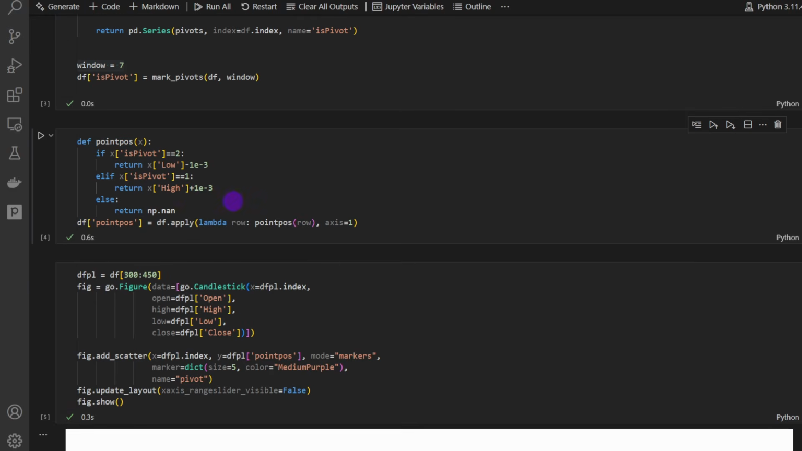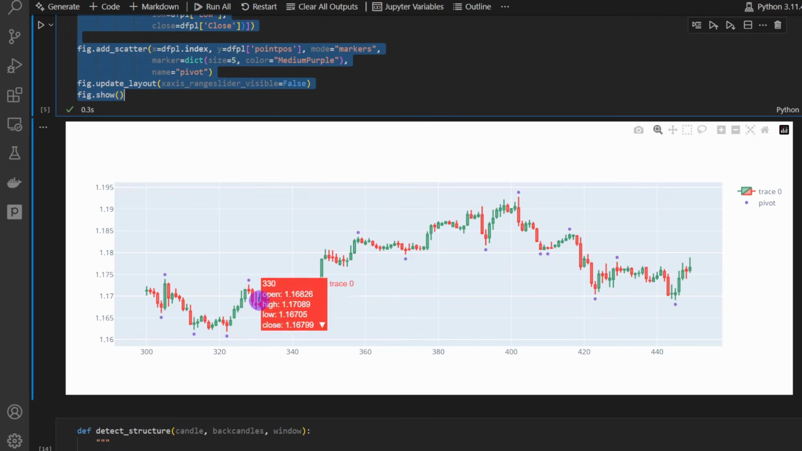So for this, we are going to create coordinates of points that we're going to save in a new column in the data frame named point positions. In this cell, we plot this chart of the prices, including the purple points, marking the pivot points or the pivot candles.